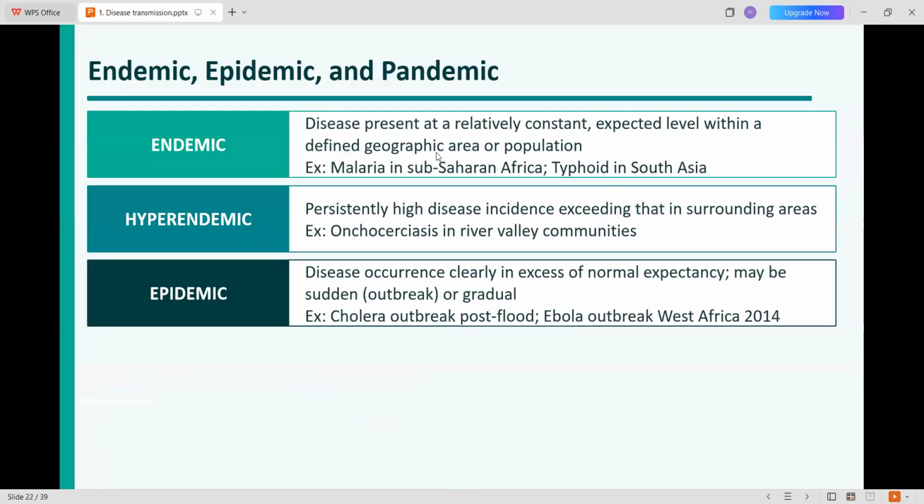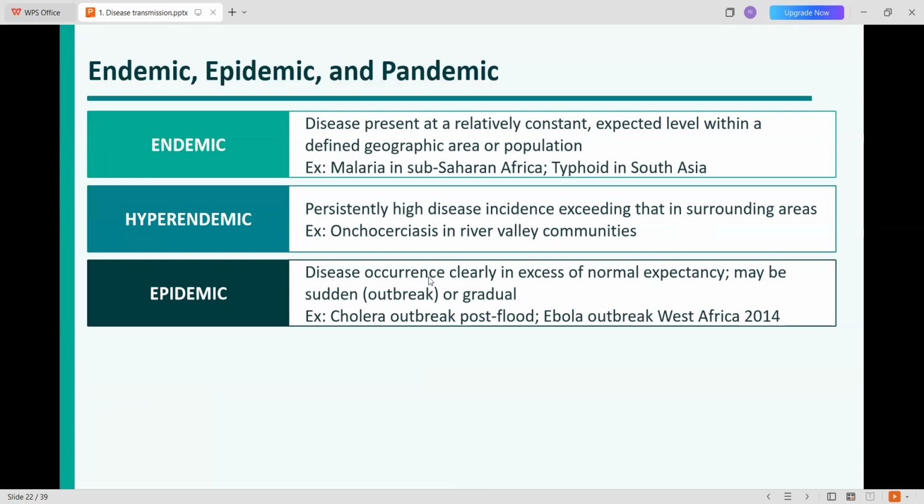Next is endemic, epidemic, and pandemic. Endemic is a disease present at a relatively constant expected level within a defined geographic area or population, for example malaria in sub-Saharan Africa and typhoid in South Asia. Hyperendemic is persistently high disease incidence exceeding that in the surrounding areas, for example onchocerciasis in river valley communities.